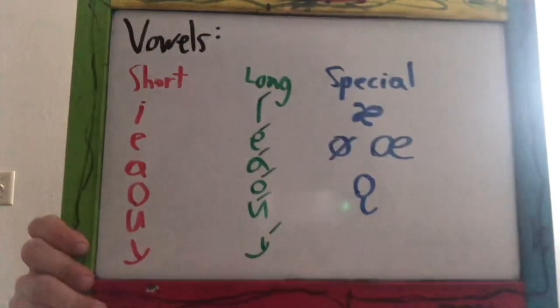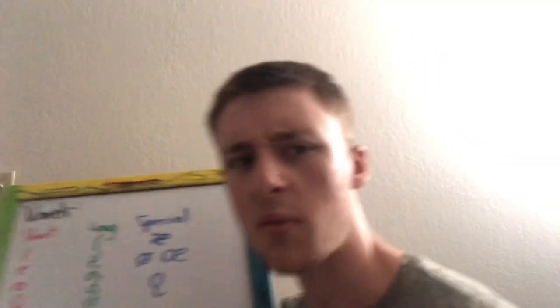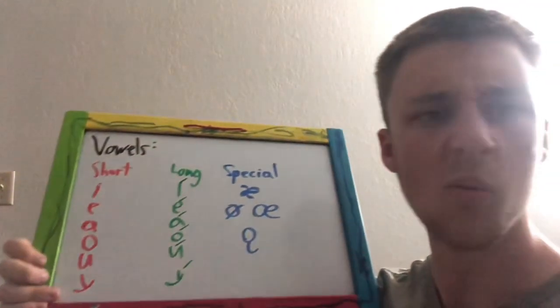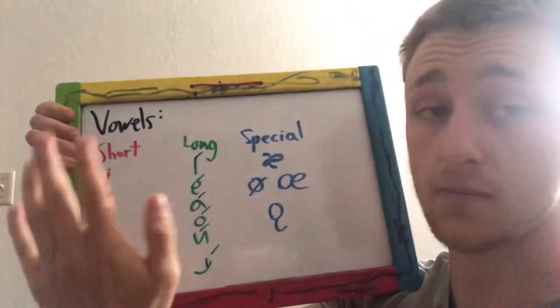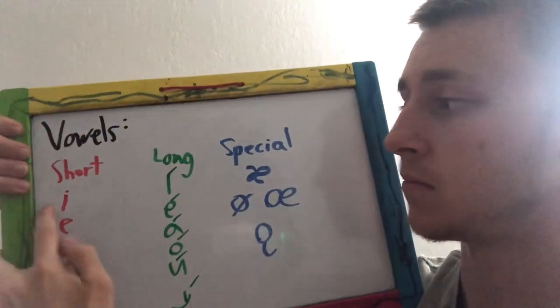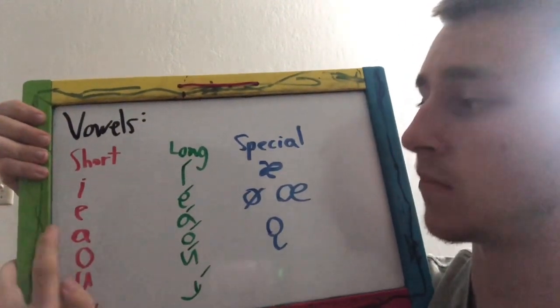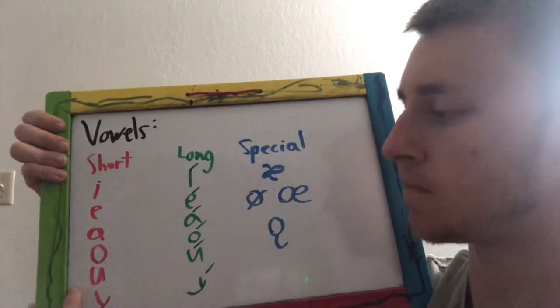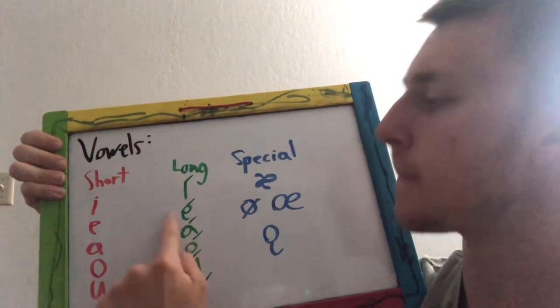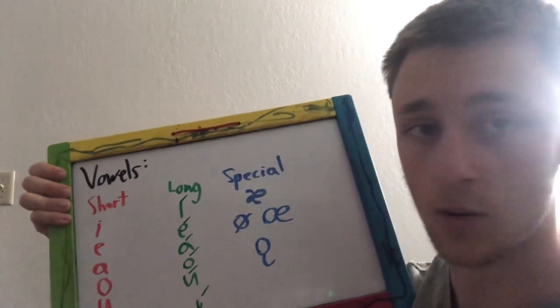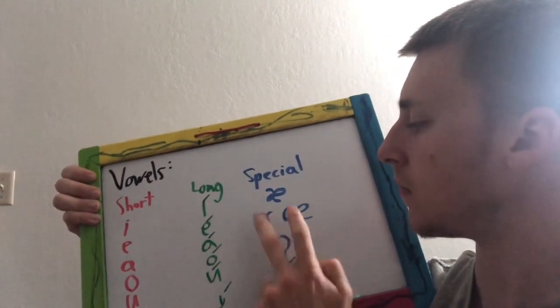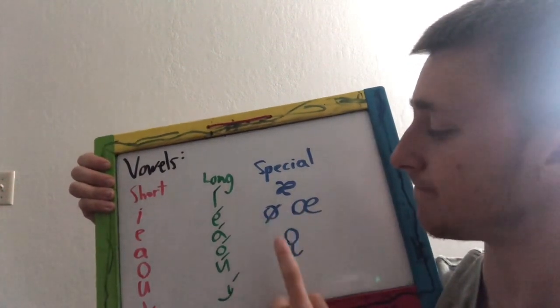So again, these are our vowels. Let's do a quick review. This time, why don't you go and try just a little bit. Try it yourself. If you need to play back, please, go ahead. Then, of course, we have the special ones.